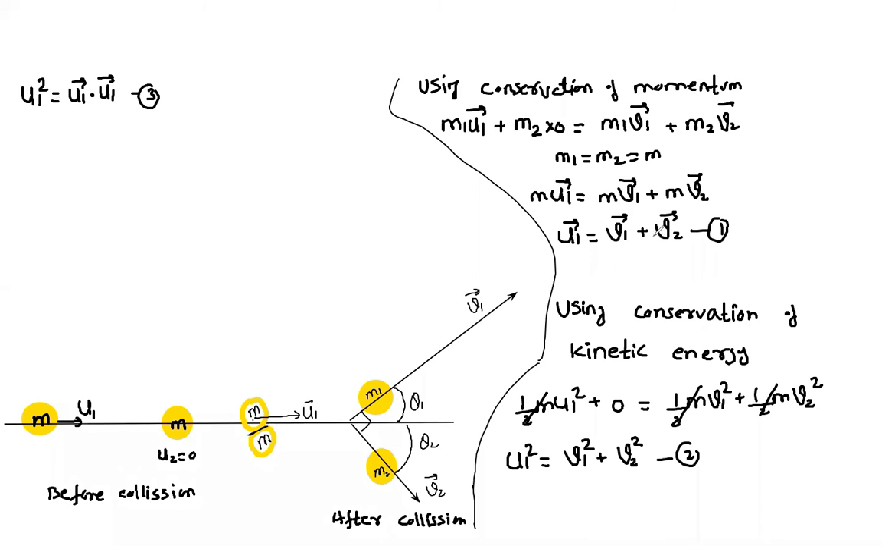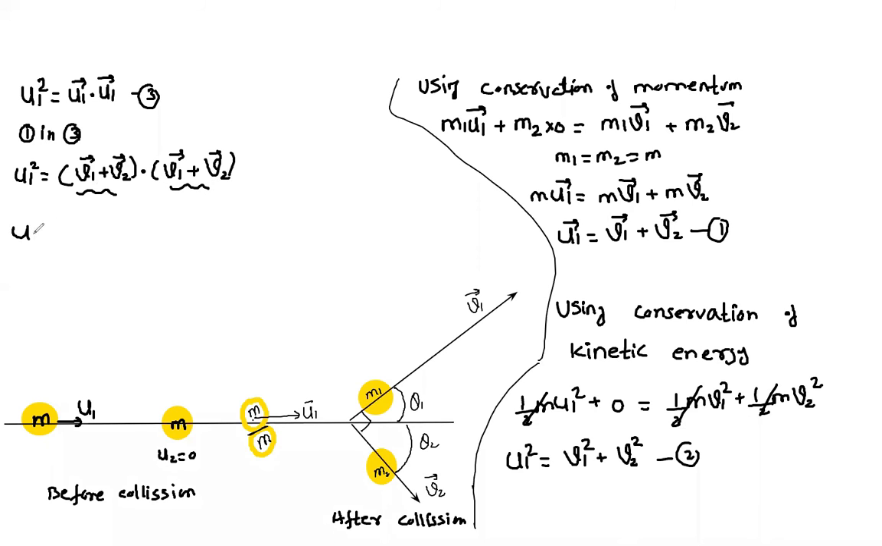Just U1 square. I substitute the value of U1 from equation number 1 in 3. So I would get that U1 square is U1 dot U1. What is U1? U1 is V1 plus V2. So it is V1 plus V2 dot V1 plus V2. I'm repeating this step again: the square of a vector simply means the dot product of the vector with itself. So U1 square means the dot product of V1 plus V2 with V1 plus V2.